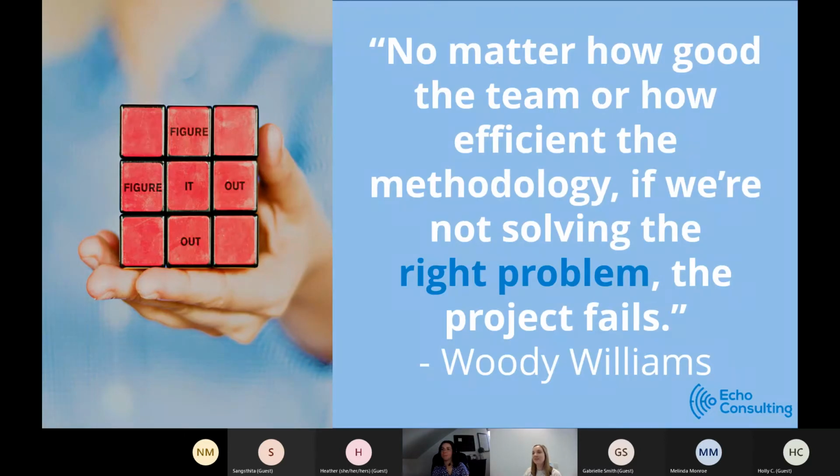We love quotes here at Echo Consulting. So here's another one that we love. No matter how good the team or how efficient the methodology, if we're not solving the right problem, the project fails. So this is really important when we're starting projects and really initiating those. I'm going to get into the details of that in a second, but it's crucial that we're really solving for the right problem and creating a goal around that.